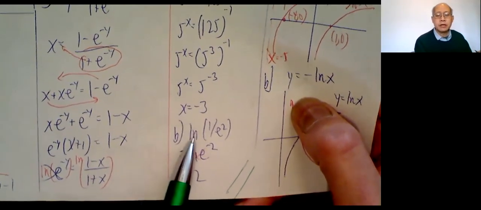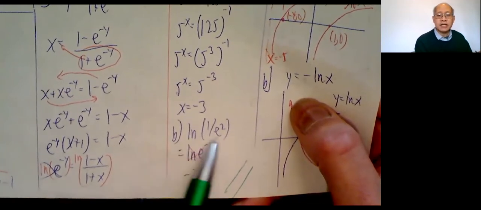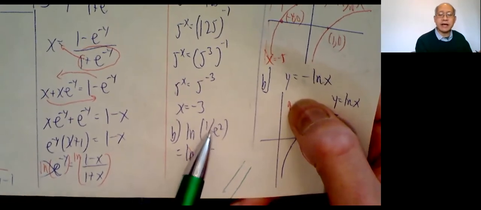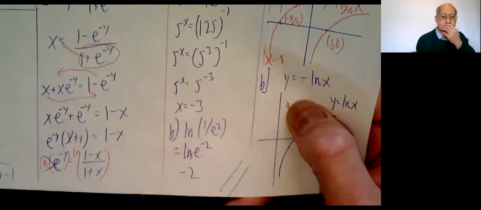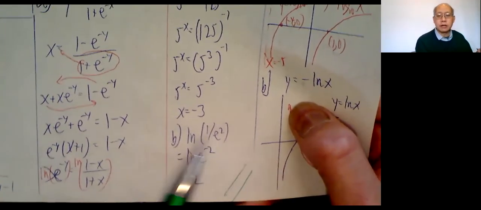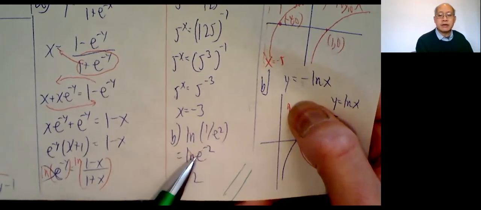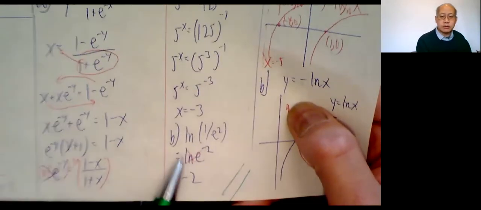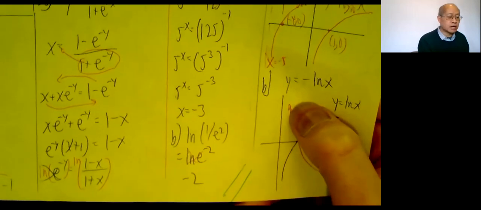Okay, b, ln of 1 over e squared. I see the ln and the e. So the trick is to write it so that the ln and the e are next to each other. Either ln and then e, or e and then ln. If I can get the ln and the e next to each other, they'll cancel out. And the way to do that is to notice that 1 over e squared is the same as e to the negative 2, right? 1 over e squared, e to the negative 2. And when I write it like this, then the ln and e just cancel out. You just have negative 2 left over.